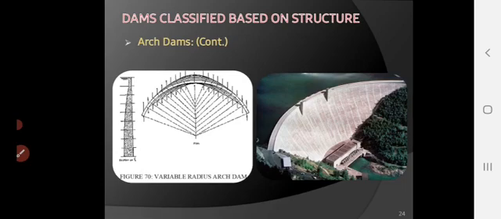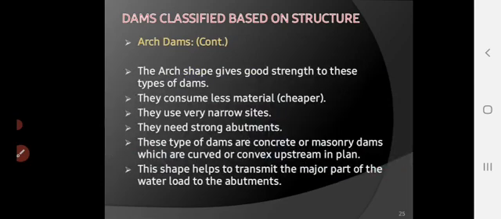The arch shape gives good strength to these types of dams. They consume less material. They have very narrow sides. They need strong abutments. These types of dams are concrete or masonry dams which are curved or convex upstream in plan. This shape helps to transmit the major part of the water load to the abutments.